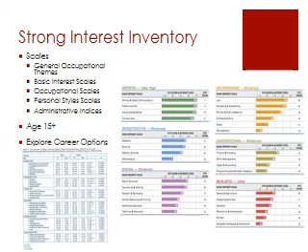And there are 5 scales. General occupational themes based on Holland. Basic interest scales, there's 30 of them. Occupational scales, 122 diverse occupations. Personal style scales, and administrative indices.